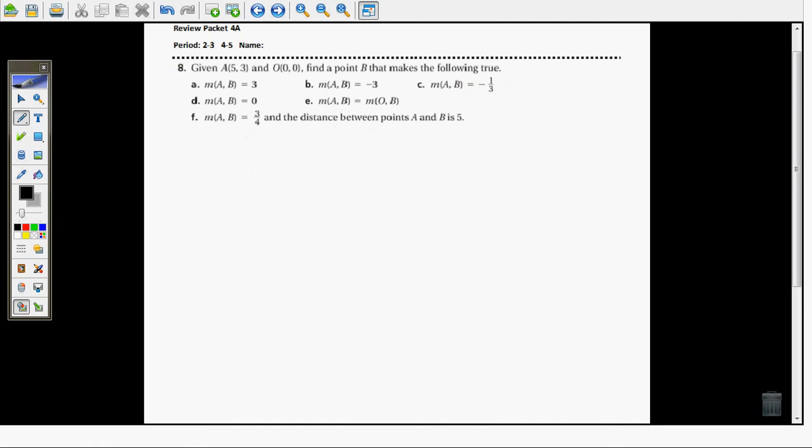Next page. Given A, 5 comma 3, and O, 0 comma 0, find a point B that makes the following rules. A: m of A comma B equals 3. So let me do a. m of A comma B means the slope between points A and B has to be equal to 3.